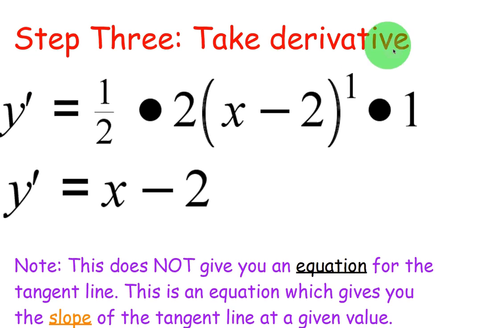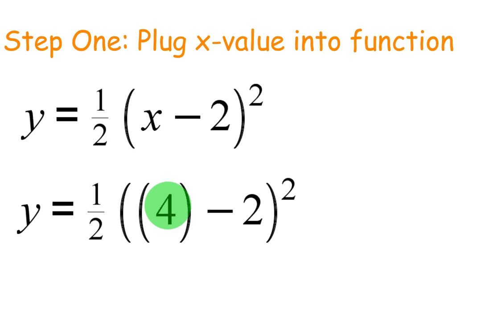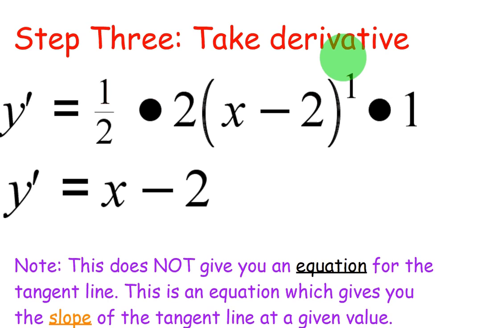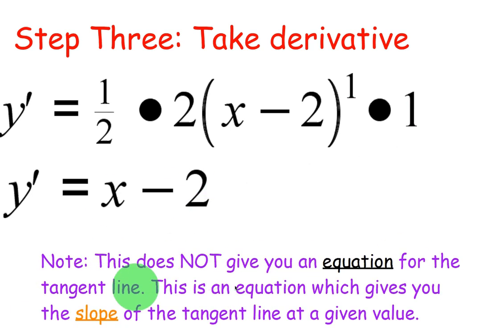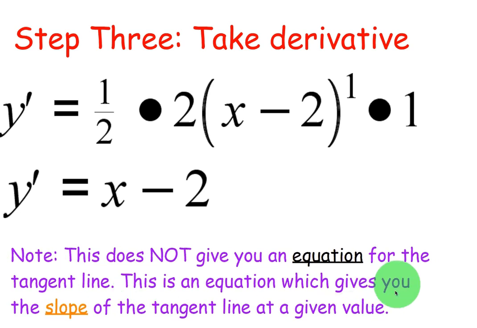Step 3 is to take the derivative. So you want to take the derivative of your function using basically the power rule with a little bit of chain. There's really not much to it. So move the 2 out, decrease the exponent by 1, and multiply by the derivative of the inside, which is 1. So you get the derivative y prime is x minus 2. Note, this does not give you an equation for the tangent line. No, this is an equation which gives you the slope of the tangent line at a given value.